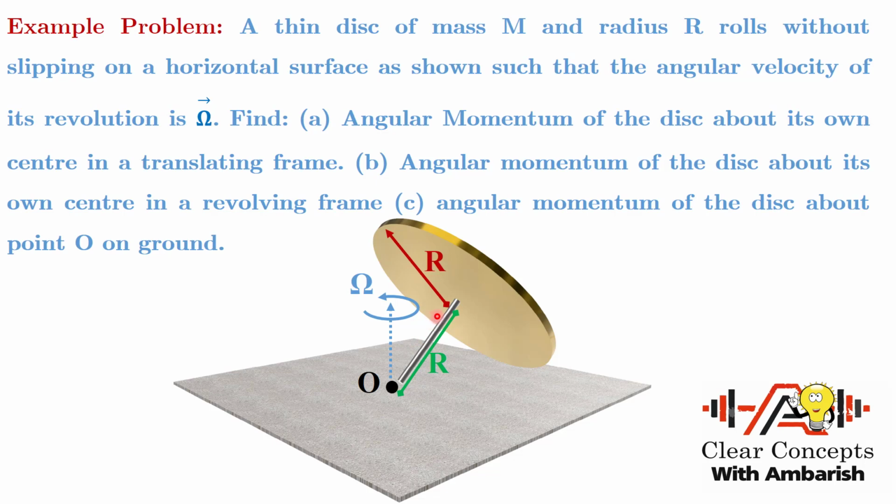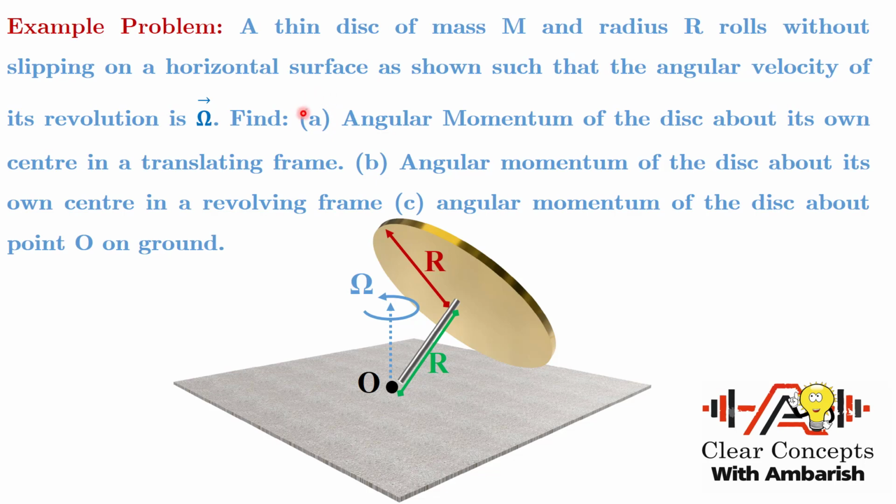Okay. So it's revolving with capital omega without slipping. Then we have to find the angular momentum of the disk about its own center in a translating frame. So here is its own center, and we want to find angular momentum about its own center. The second part is angular momentum of the disk about its own center in a revolving frame. We'll see what we mean by a revolving frame. And part C is angular momentum of the disk about point O on the ground. So there are three distinct problems that we are going to solve.